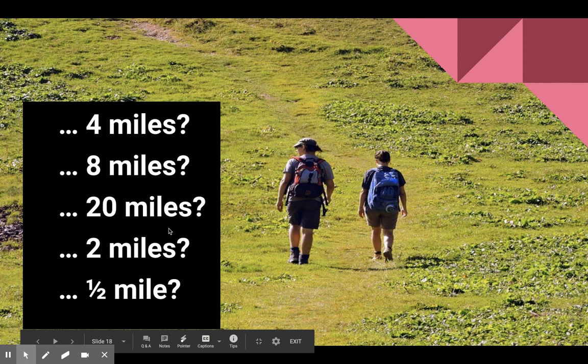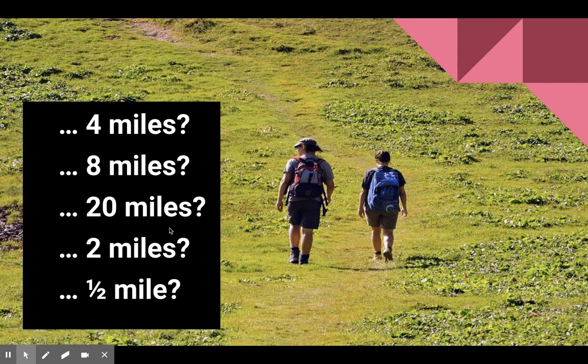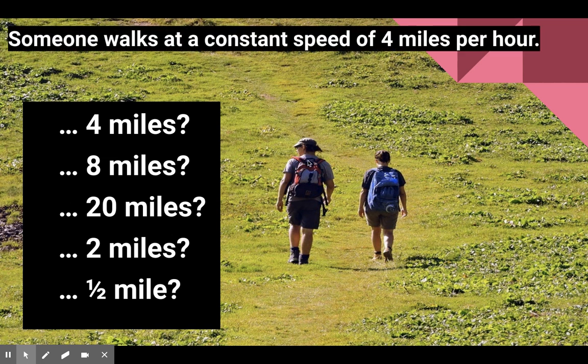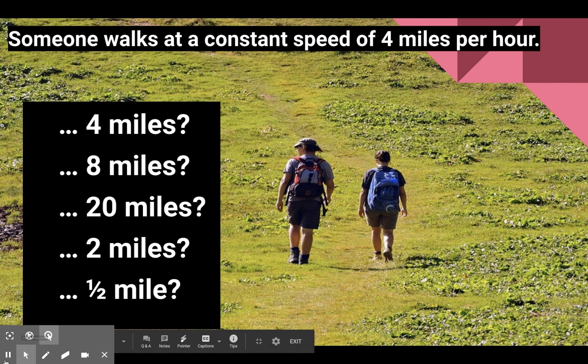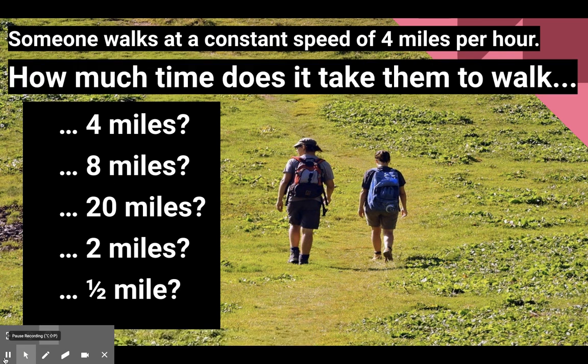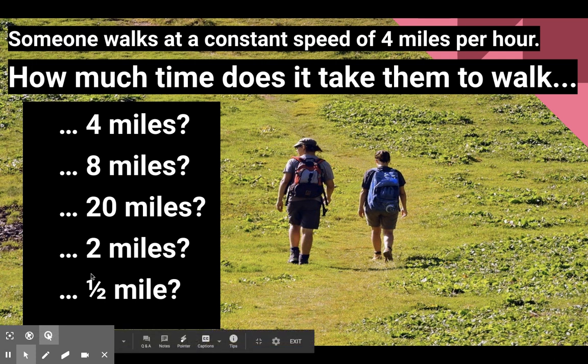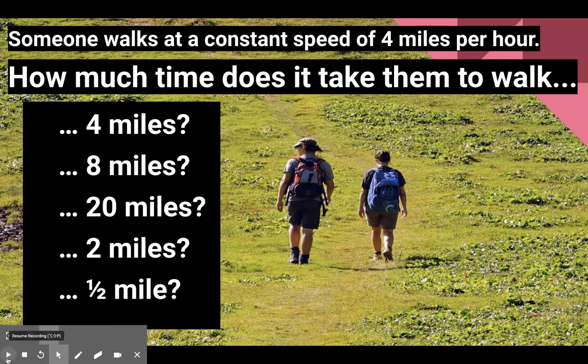So here we have a list of measurements: 4 miles, 8 miles, 20 miles, 2 miles, and a half a mile. So we know that someone walks at a constant speed of 4 miles per hour. So that means that if they're walking at a constant speed, they can walk a total of 4 miles for every hour that they're walking. And we want to know how much time does it take for them to walk all of these different distances.